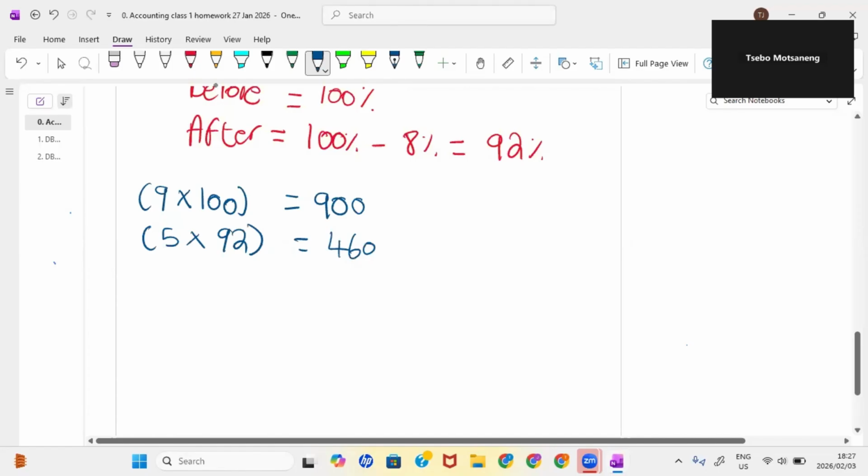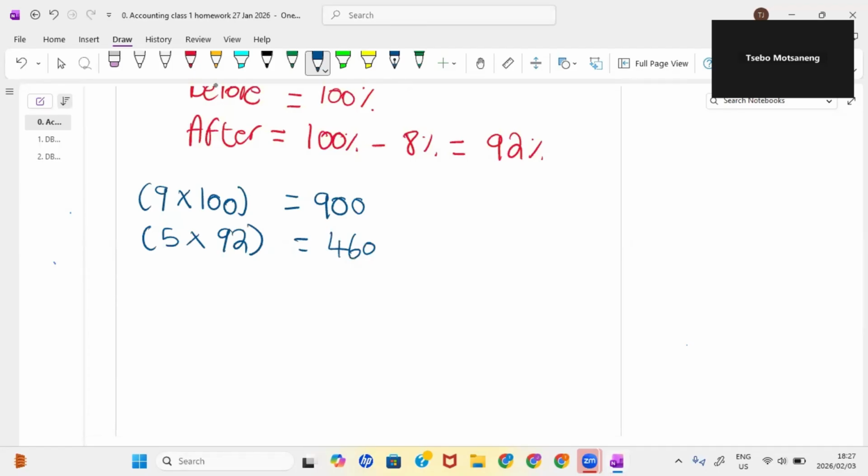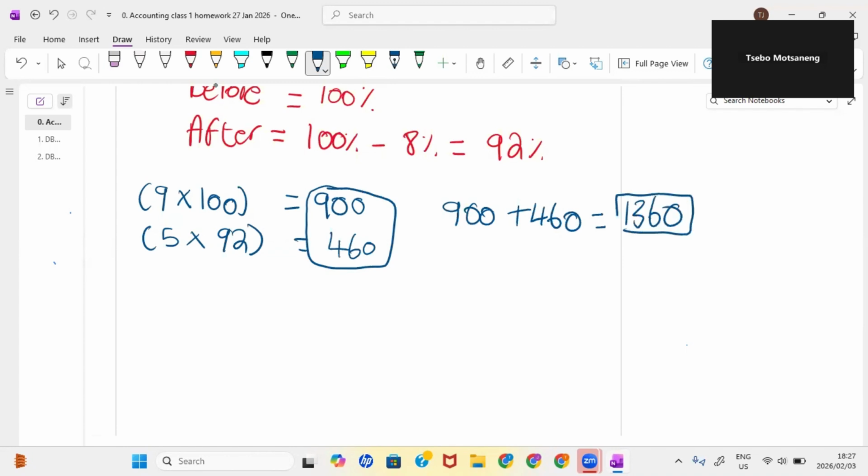So this is basically what we do from here. We take the 900 and we add it with the 460. So we say 900 plus 460. That will be what? 1,360, if I'm not mistaken, right? 1,360. Thank you. I see you have confirmed in the chat.